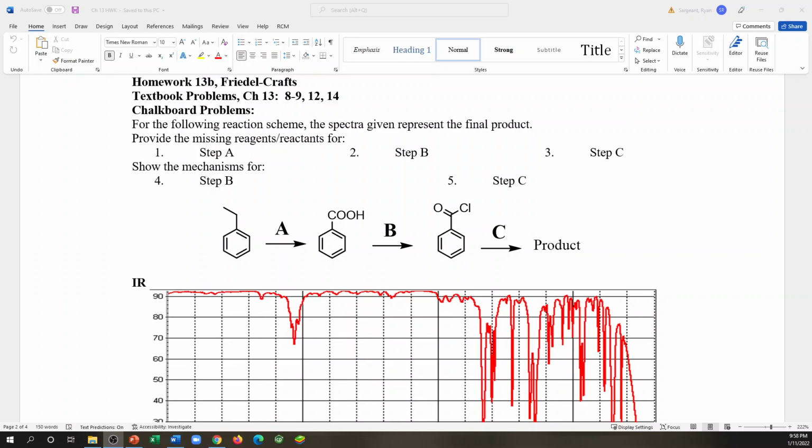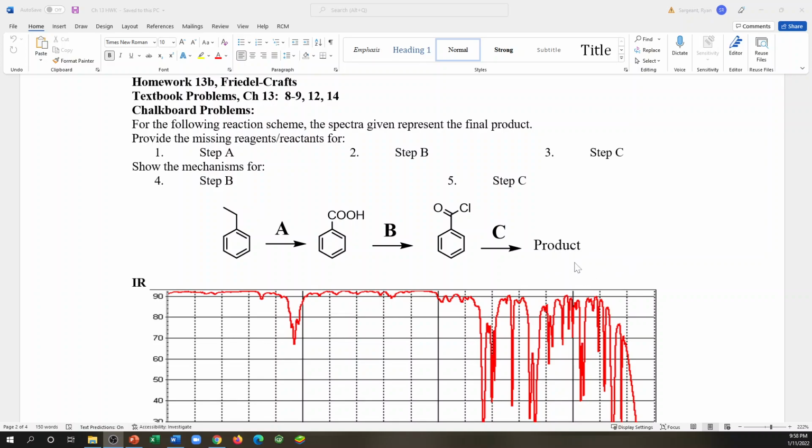I'm going to try to walk through the chalkboard problems from homework 13B as well as practice a review quiz with you. In this chalkboard problem, it's kind of one very large chalkboard problem. There is starting material, ethylbenzene, and we want to convert that into benzoic acid. And then we're going to attach a chlorine to the carboxylic acid to make an acyl chloride, and then we're going to do some other chemistry to produce a final product.